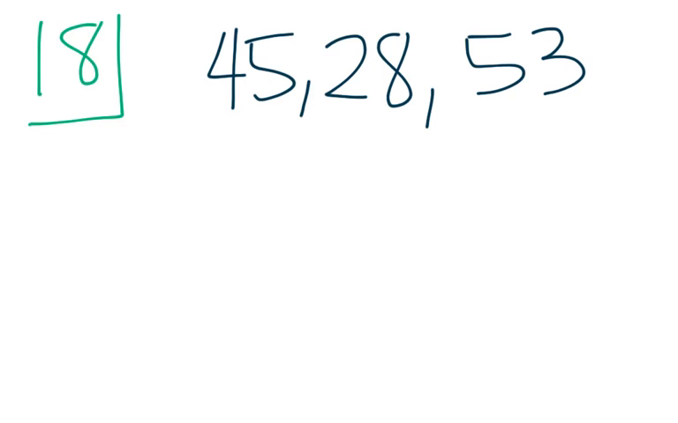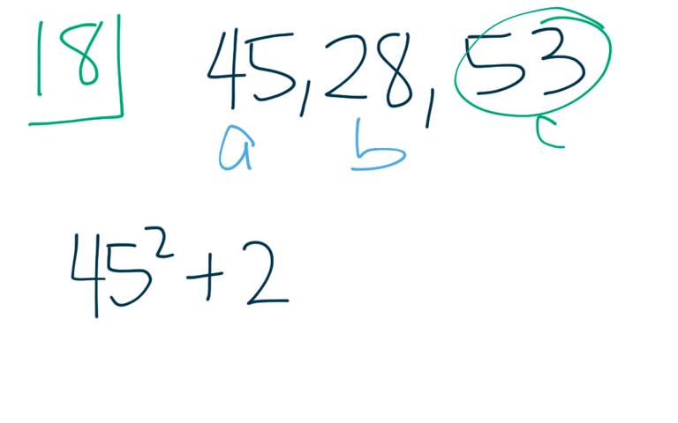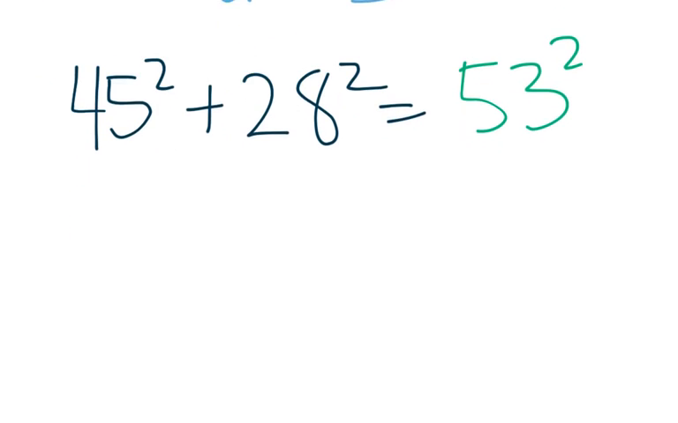Okay, let's try it again. 45, 28, and 53. So our largest number is 53. This is going to be c. It doesn't matter which one of the other two are a's and b's. It's going to be the same either way. So we're going to say 45 squared plus 28 squared equals 53 squared. And we're going to see if this is really true.